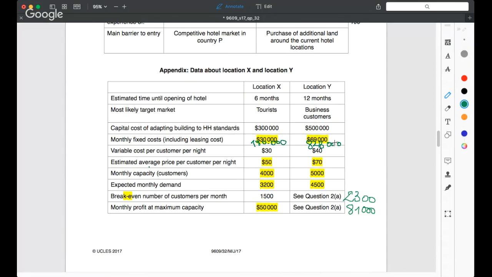So write it here. The contribution is 20, and then you multiply that by 4,000. And you get 80,000 as your contribution per month.